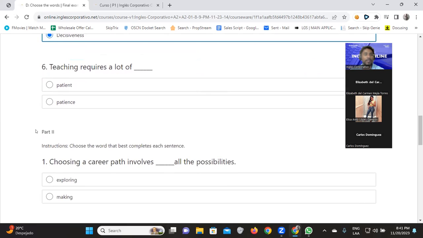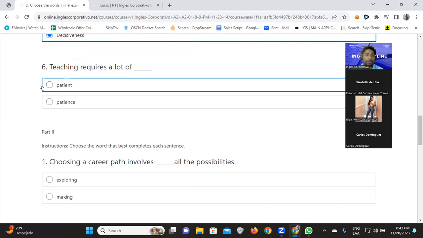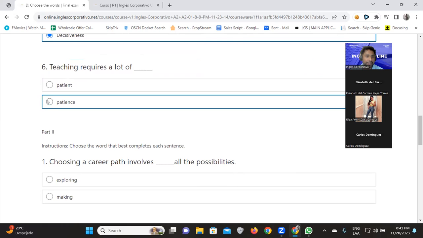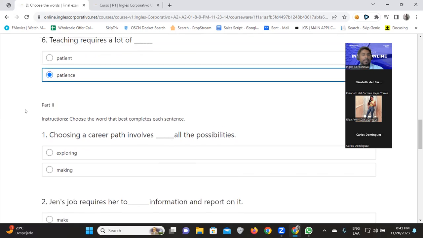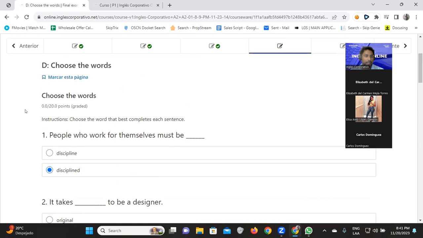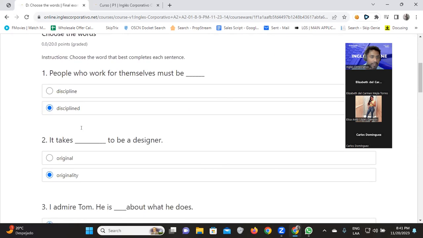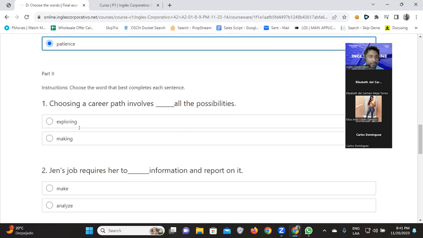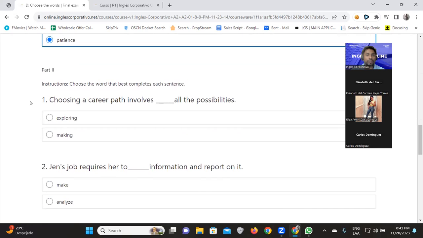All right. Number six. Teaching requires a lot of patience. Very good. All right. That is part one. Let's go ahead and move forward. And we're going to be looking at part two. Instructions. Choose the word that best completes each sentence.